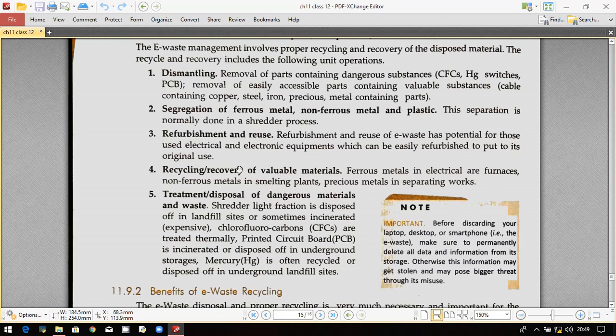Obviously all these things come out of electronic devices, so they need to be disposed of properly, so they do not release hazardous gases and the like into nature. Before discarding your laptop, desktop, or smartphone, make sure to permanently delete all data and information from its storage. Otherwise, the information may get stolen and may pose a bigger threat through its misuse. Okay, so you need to see this.